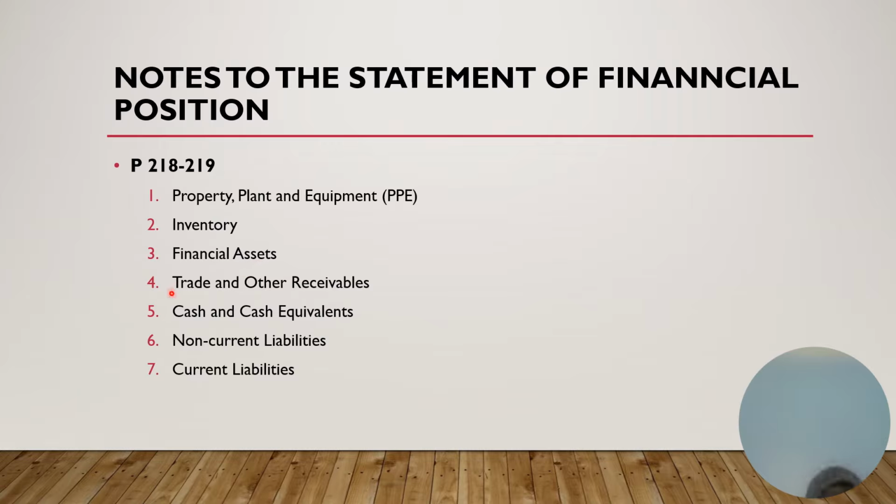Note number 4, you do a note on trade and other receivables, that is your debtors. In note number 5, you do your cash and cash equivalents. Note number 6, you do your non-current liabilities. In note number 7, you do your current liabilities. Please look at that on those pages.